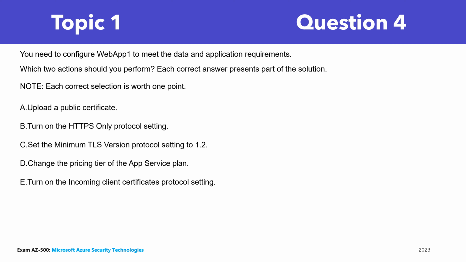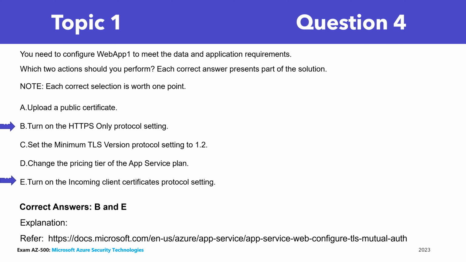C. Set the minimum TLS version protocol setting to 1.2. D. Change the pricing tier of the app service plan. E. Turn on the incoming client certificates protocol setting. Correct answers, B and E.